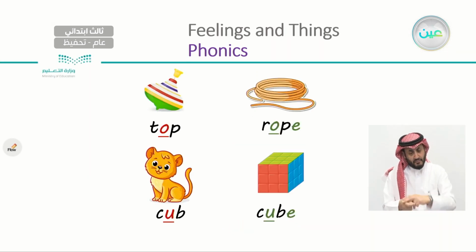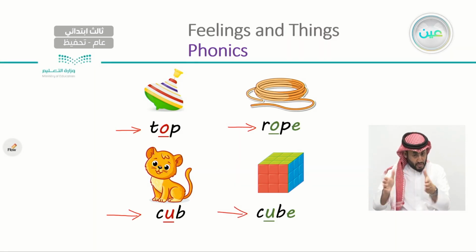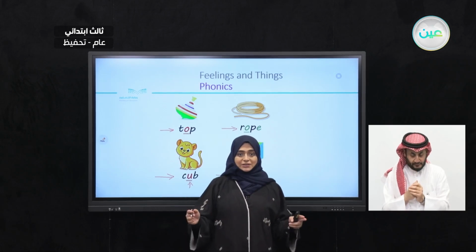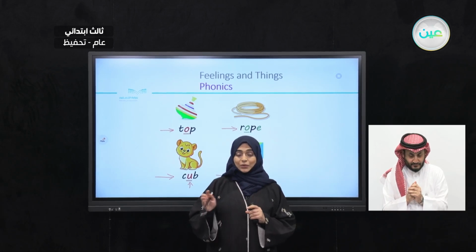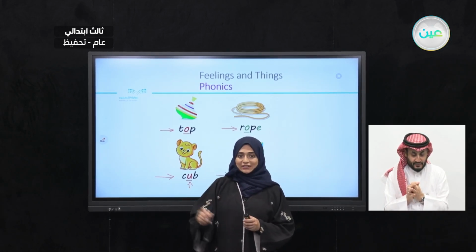More vowels. Here we have top, rope, cub, cube. Now if you look at cub and you look at cube, they're two different things and the words are exactly the same, but the one with the long U has, say it, the magic E in the end.